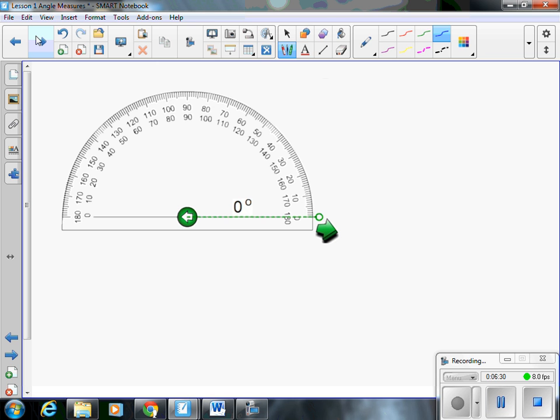And just as a review for using your protractor, it's kind of hard to do on a smartboard, but this is kind of a cool tool. So when you're using a protractor, you always want to line up the green line that goes along the bottom right here. That's the bottom of my angle, okay?